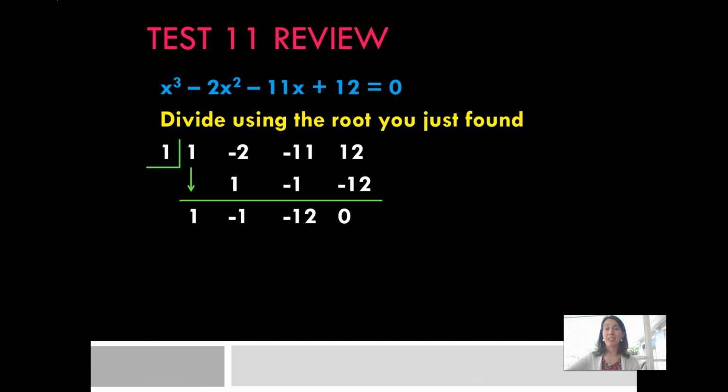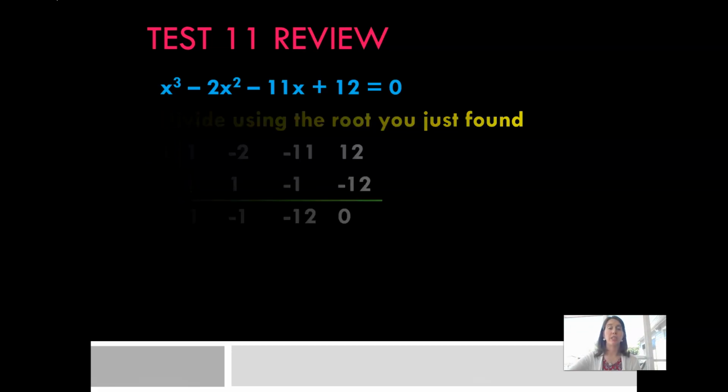Remember, you should have that 0 at the end of this division process because the root that you have inside of the box was the one that gave you a remainder of 0. And that's where the remainder shows up in our division problem. Now again, please be careful on this division process because you're going to use that answer to help you on the next question.